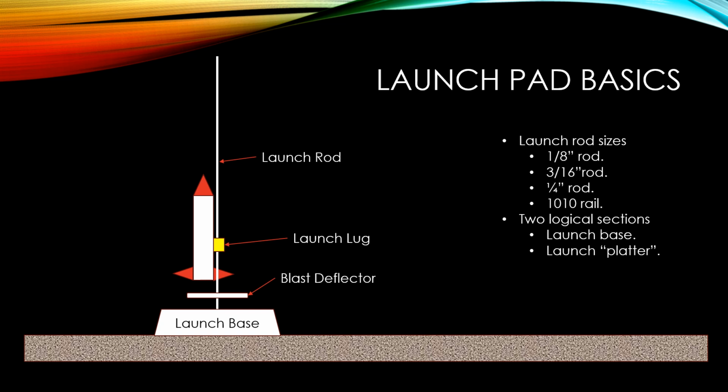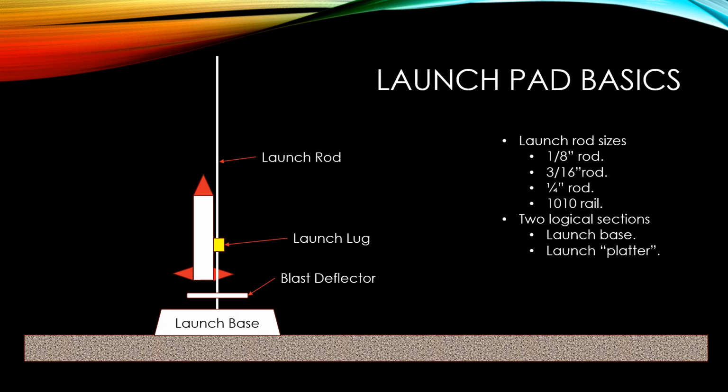Now, for various reasons, which you'll see in later videos, I make them out of dinner platters, out of stainless steel. So I just simply call them the launch platters. This is typically comprised of a blast deflector and the launch rod. The rocket slides over this, and the launch lug will allow it to be guided up the launch rod. And this works quite well on virtually all rockets that are relatively small.